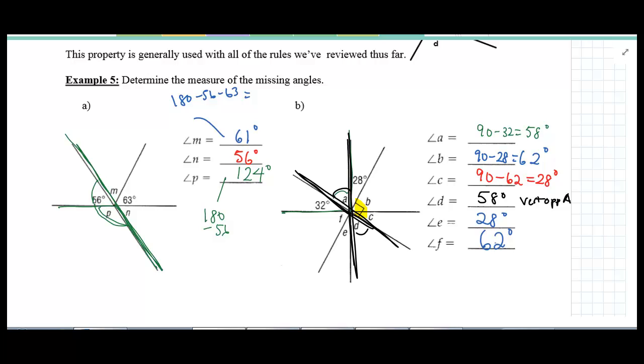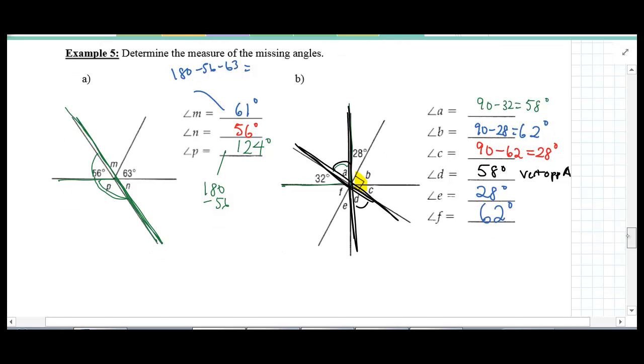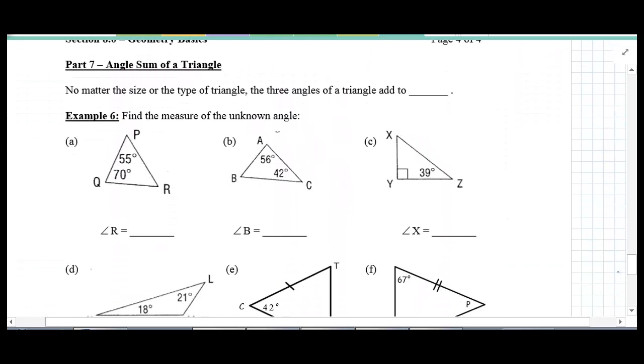Okay, I hope you're doing okay so far. Let's move on to the final page, and this will be the review, or the ending part of the review. This next part is actually quite important because in chapter 8 we'll be dealing with triangles a lot. So hopefully you remember that the angle sum of a triangle, no matter what size or shape, the angles in a triangle must add to 180.